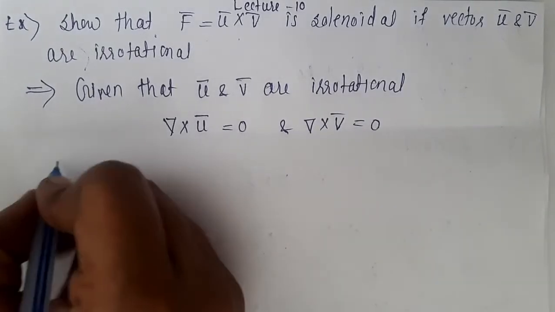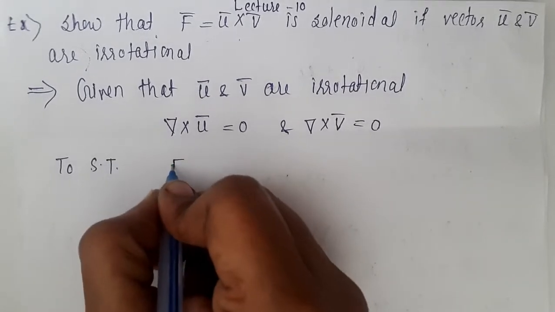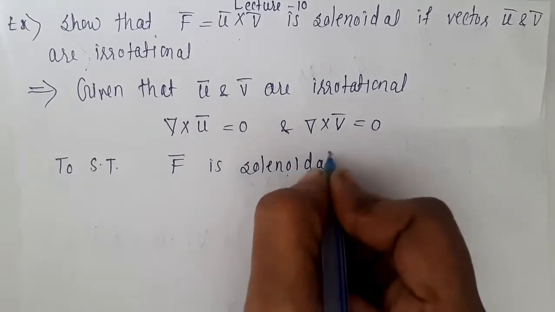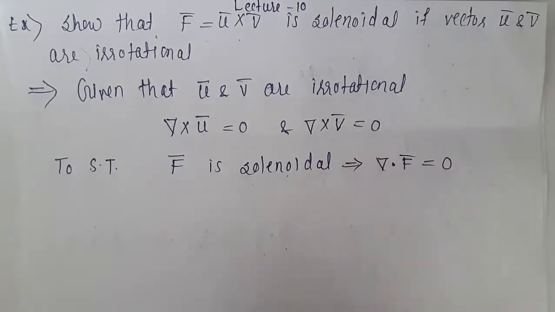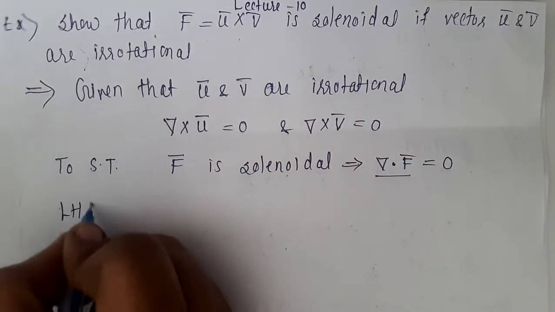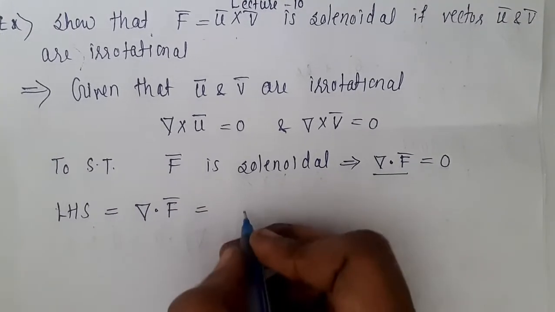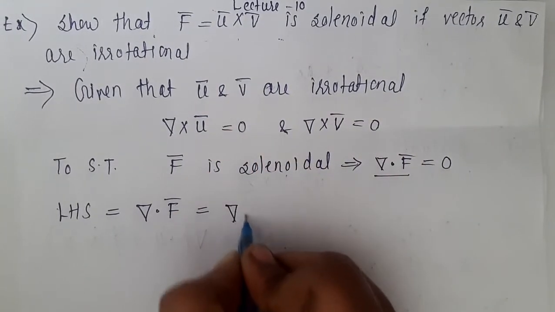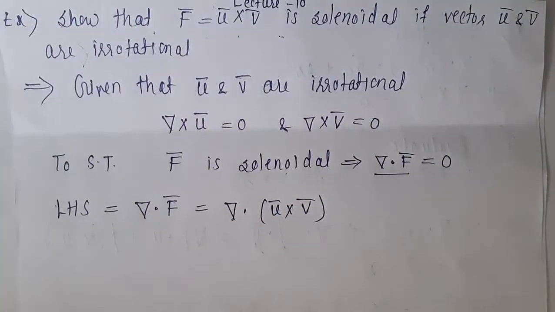Now what do we want to show? To show that f bar is solenoidal. Now what is the meaning of solenoidal? Solenoidal means del dot f is equal to 0. This we want to show. So we consider the left hand side. Consider LHS. LHS is equal to del dot f. Del dot f, but f is given as u cross v. So del dot u cross v. What is the formula for del dot u cross v?